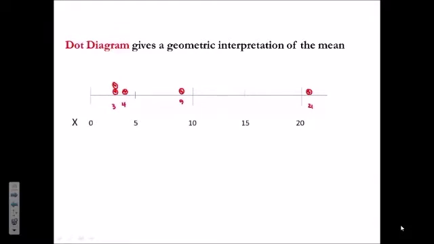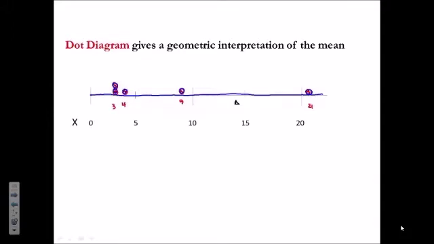A geometric interpretation for the mean would be the balance point of this picture. In other words, think of this as a beam, and we had these cannonballs on top of this beam. At what point would this beam be balanced? Would the balance point be over here somewhere?